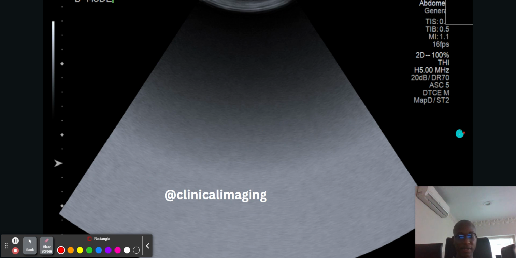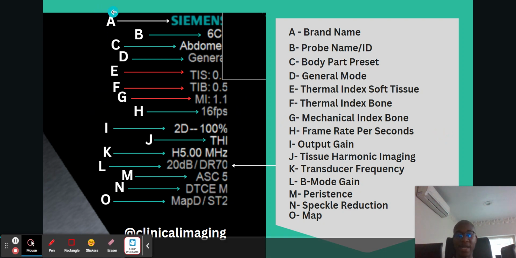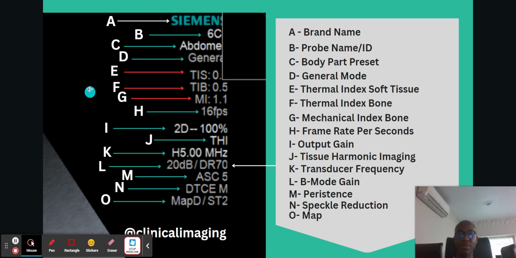Going to the next slide, this is the explanation of what we see at the right hand side of the screen. For example, let's start from A. This represents the brand or the company that produced this machine, in this case, Siemens. On your own machine, it could be GE, Philips, Aloka, Toshiba, or whatever. But for this machine, it is Siemens.